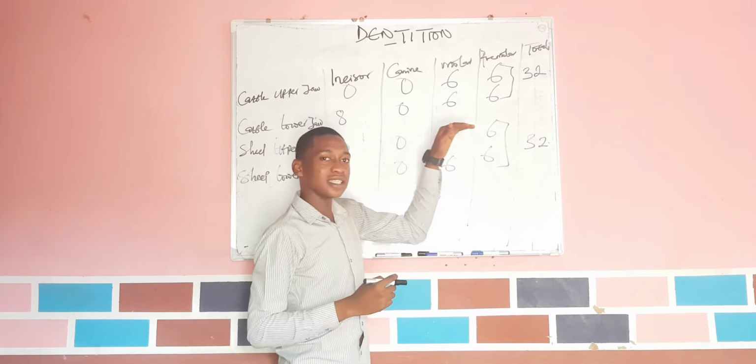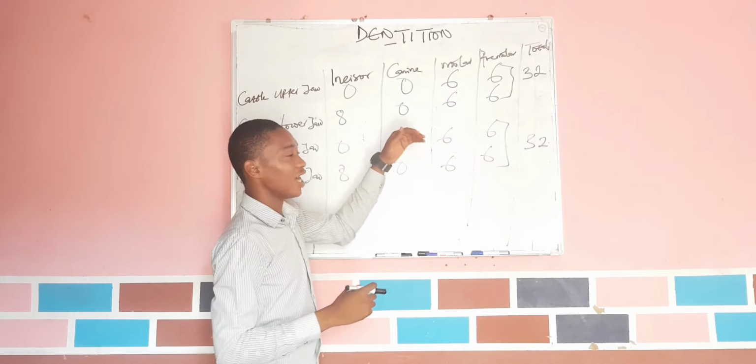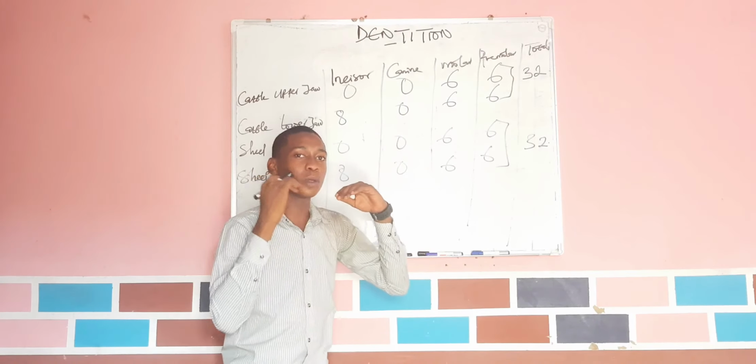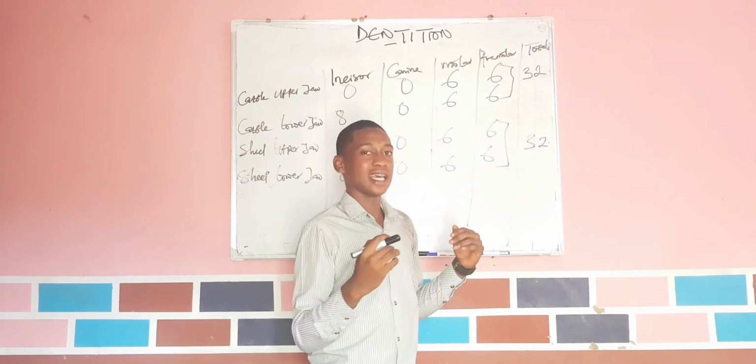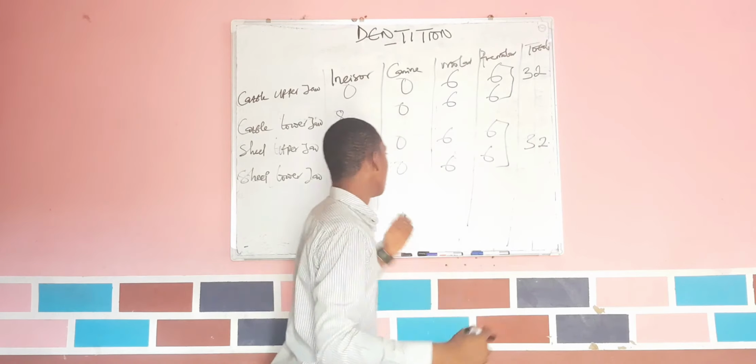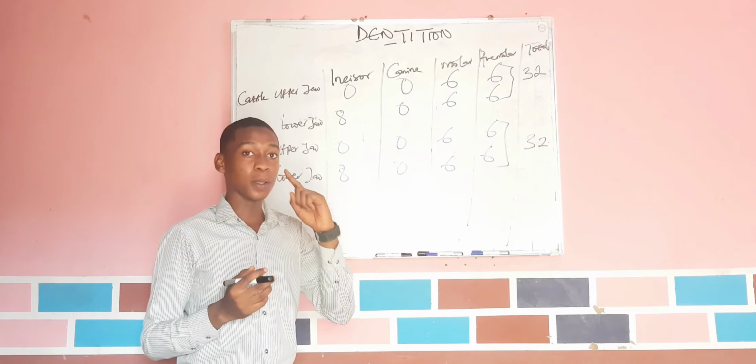Now there's a relationship that you're understanding here. They are both ruminant animals, and it looks as if these two ruminant animals have the same number of permanent teeth. Are you getting it? Now let's go over to a non-ruminant animal, a pig.